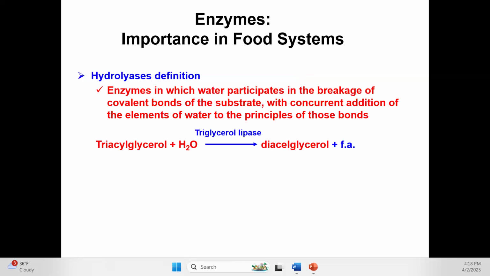So triacylglycerol or TG, triglyceride, with lipase and water will give you one fatty acid and diacylglycerol. Break another fatty acid, you get monoacylglycerol, and then glycerol and three fatty acids. Each time you break a fatty acid off the triglyceride, one water molecule is taken up. So if you break it completely into glycerol and three fatty acids, you need three molecules of water.